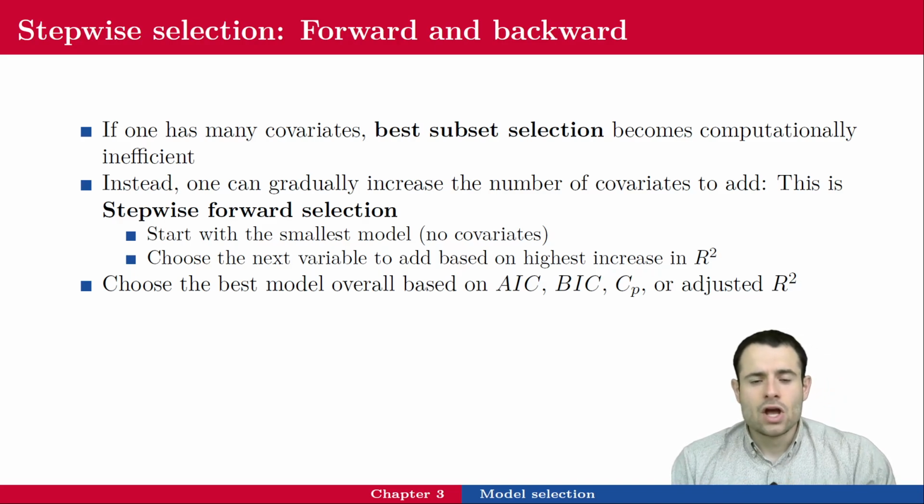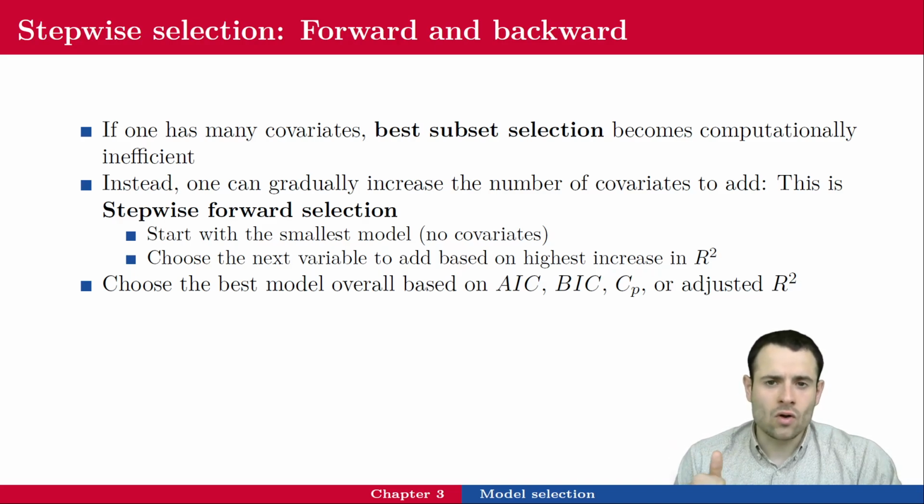So you're going to have the best one covariate model, the best 2 covariates model, the best 3 covariates model, the best 4 covariates model, and then you look at the optimal number of variables by using the 4 criteria seen above.